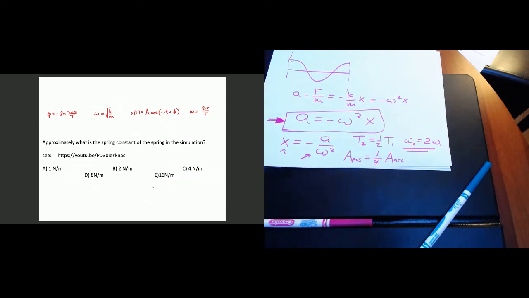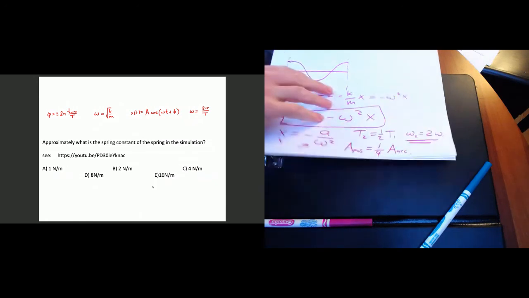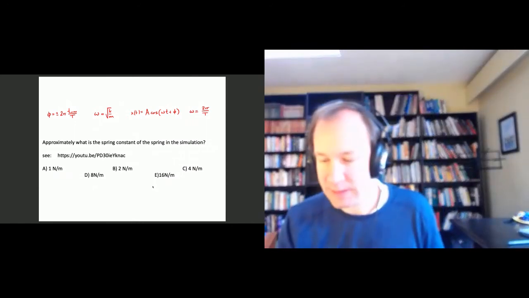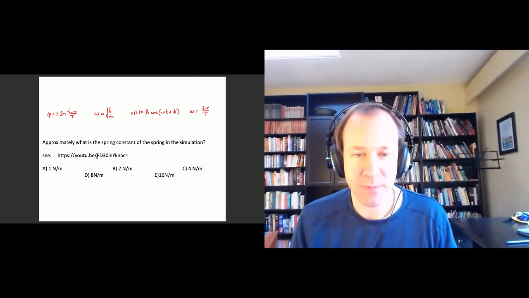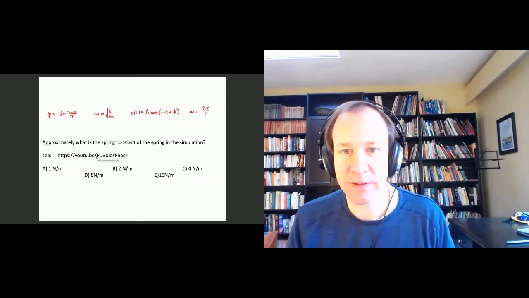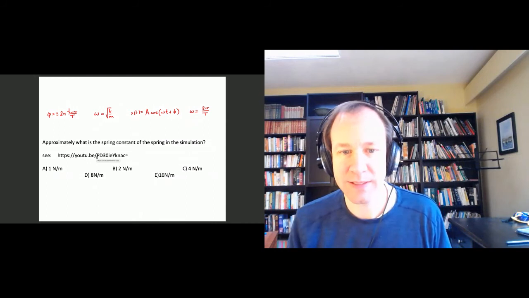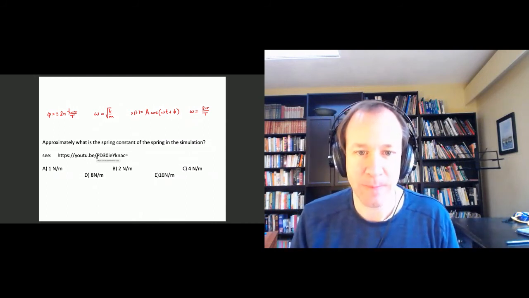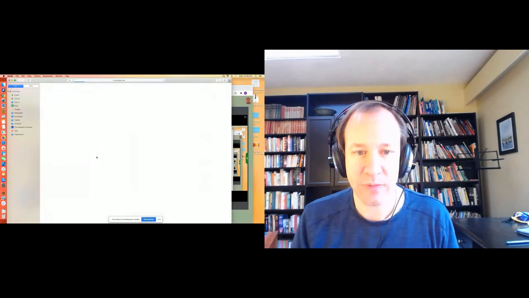Okay, so this next question asks us to figure out the spring constant for a particular oscillation that I'm going to show you in a video. So let's actually pull up the video here. So we're going to watch the video and then try to figure out what is the spring constant for the mass on the spring system that we're going to watch in the video?